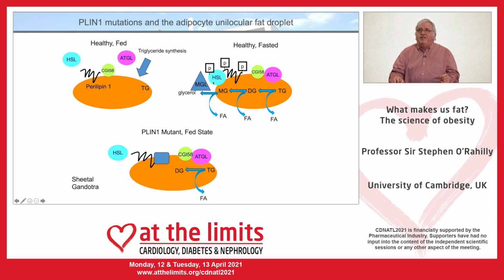Similarly, HSL, the second enzyme, will be phosphorylated. It'll be attracted to the other phosphorylated perilipin, and in a beautifully coordinated set of absolutely necessary enzymic reactions, they will deliver you the free fatty acids that your heart needs. So what goes wrong with these unfortunate people? Well, this is these people in the fed state. Instead of being like this, they're like this.